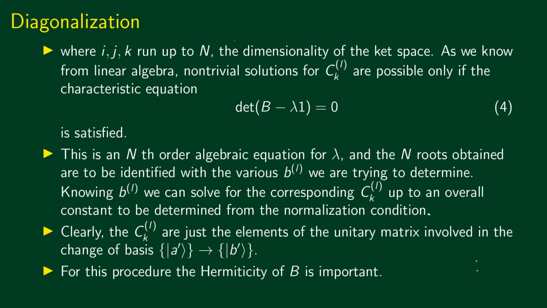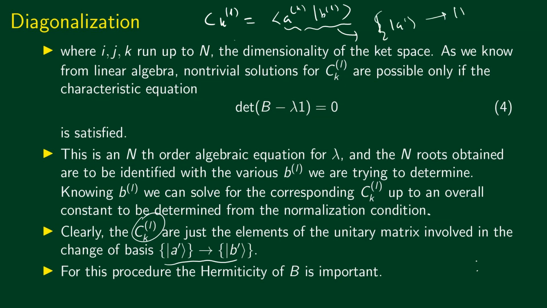Now let's look at this C_KL, the eigenkets that we determined. These were given by the bracket of A_K with B_L. But these things, bra A_K ket B_L, are nothing but the elements of the unitary matrix. If you don't remember this, just check our previous class. The C_KL given like this are the elements of the unitary matrix involved in the change of basis. These are the elements of the unitary transformation matrix that takes us from the basis ket A prime to the basis ket B prime.